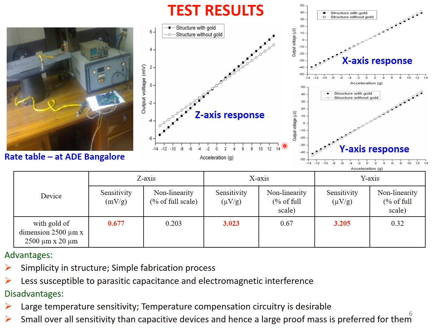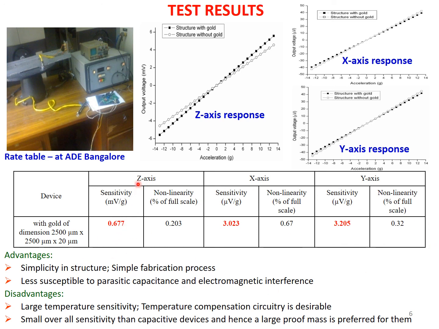Along this axis we have the acceleration, and along this axis we have the output voltage, and if we plot it, then from this response we can understand how linear the device characteristic is, or what the sensitivity will be, right? Those are the things we can see. And in this lower table we have shown the corresponding data as well.